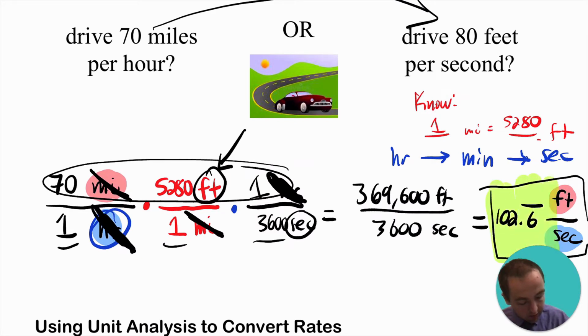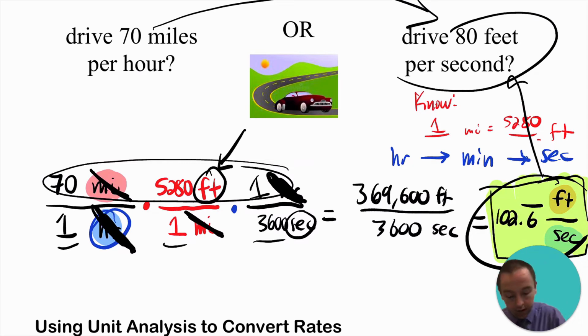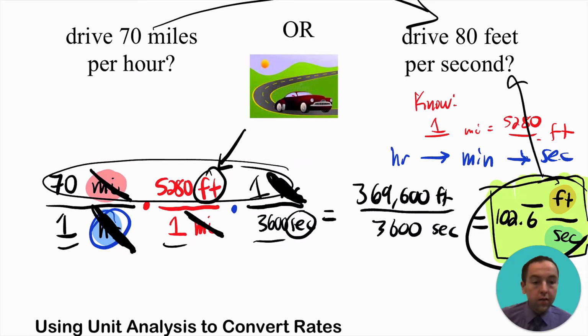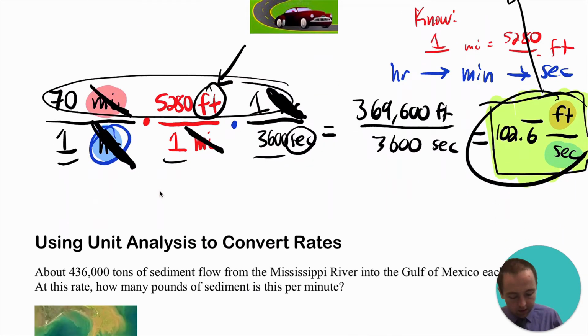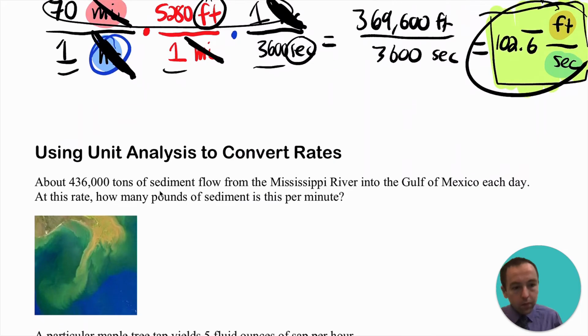All right, and then that would allow you to, of course, then convert or compare this to the 80 feet per second, and clearly the 102.6 repeating is a faster speed, so 70 miles per hour would be faster.